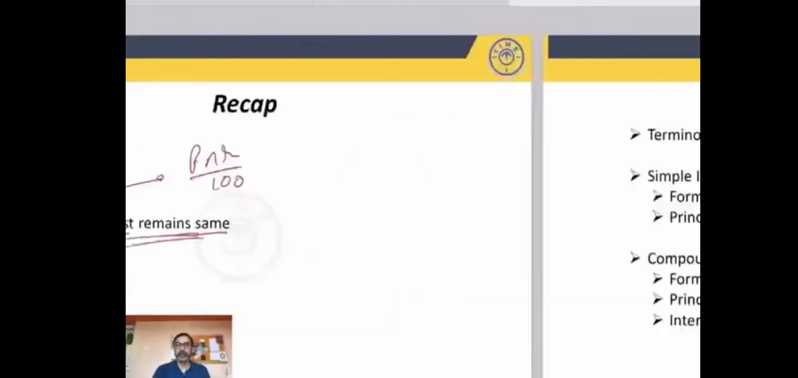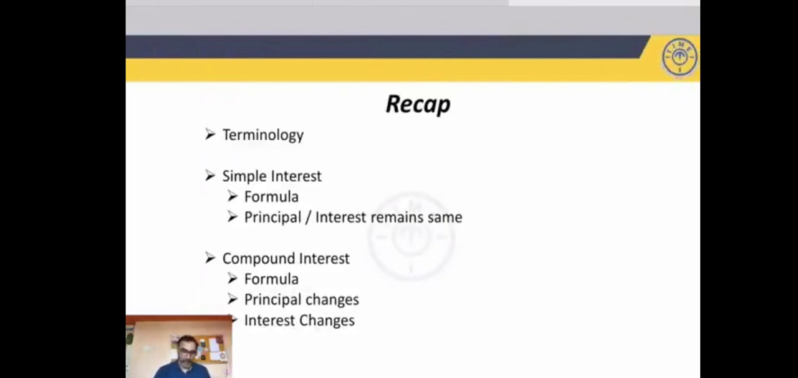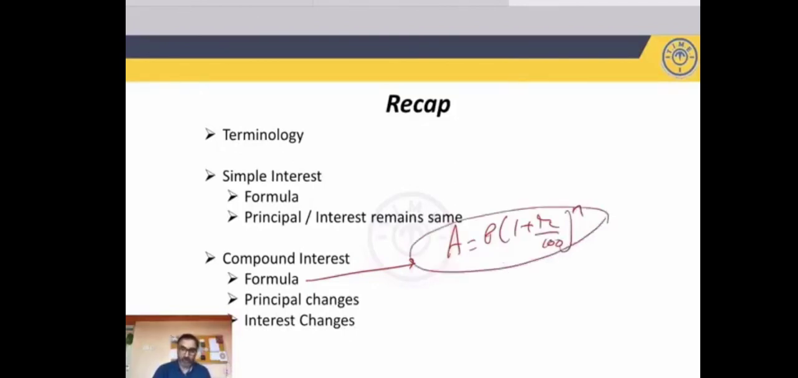Okay. Then we moved to compound interest. Under compound interest, we have seen a formula. The formula is A equals P into (1 plus R by 100) whole power n, the standard formula. Okay, is it necessary for us to apply the formula always? Not necessary. Without a formula also we can solve the problems. How to solve the problem? For that we need to understand the concept of compound interest.